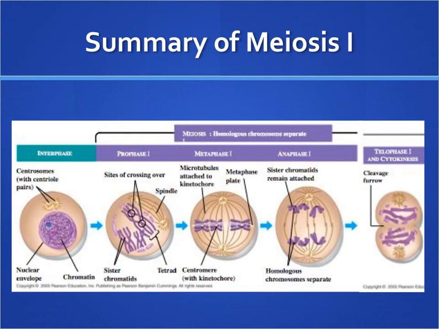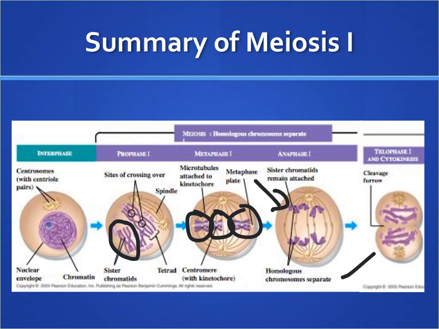So to summarize, in meiosis 1, the big difference between this and mitosis is that our homologs paired up during prophase. Those pairs lined up on the metaphase plate during metaphase, and then the homologs were separated during anaphase, meaning that we have haploid cells at the end of meiosis 1.